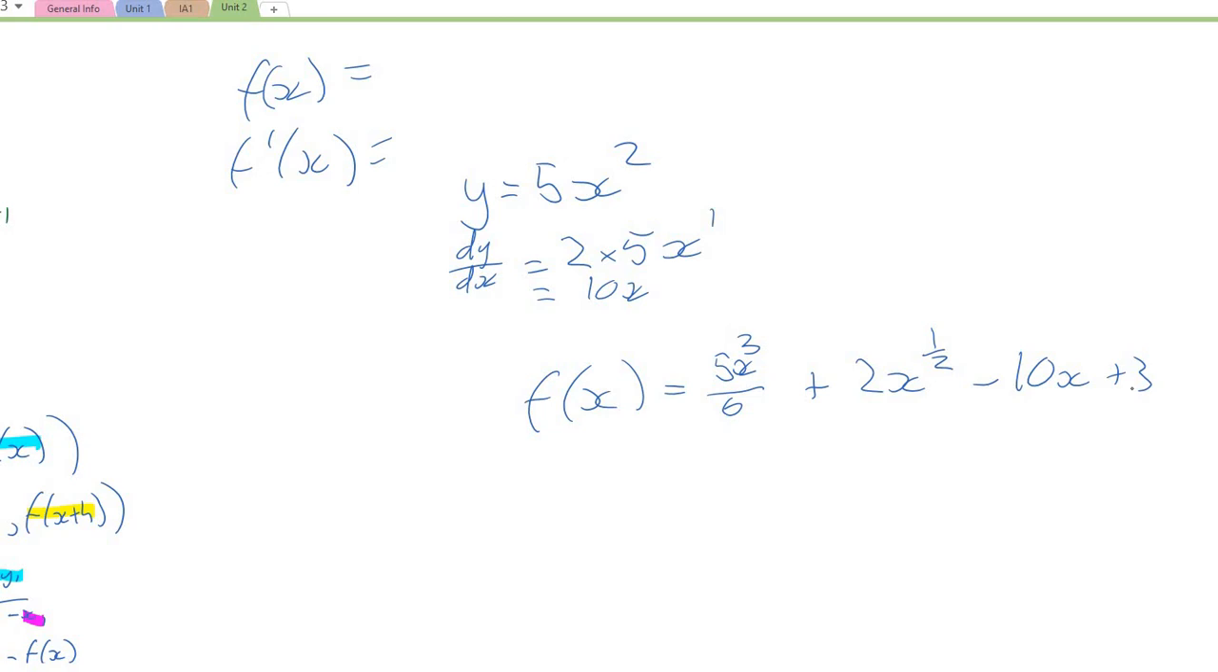Finding derivatives with respect to x is what we see. And we're only finding derivatives of polynomials, guys, at the moment. There are rules where you can find the derivative of something like sine x. We're not going to look at that just yet.